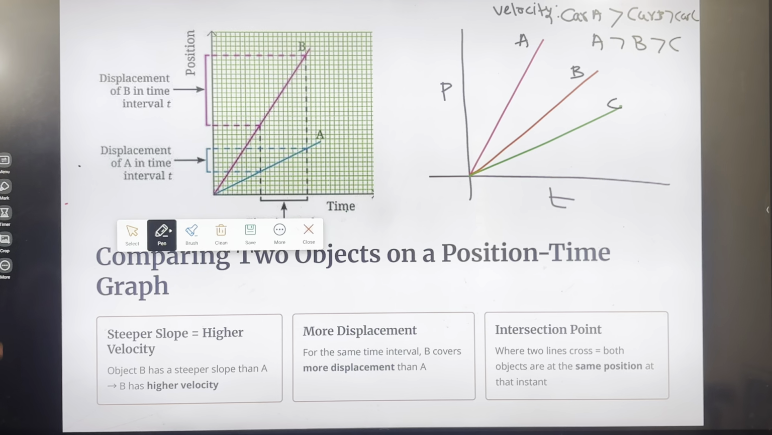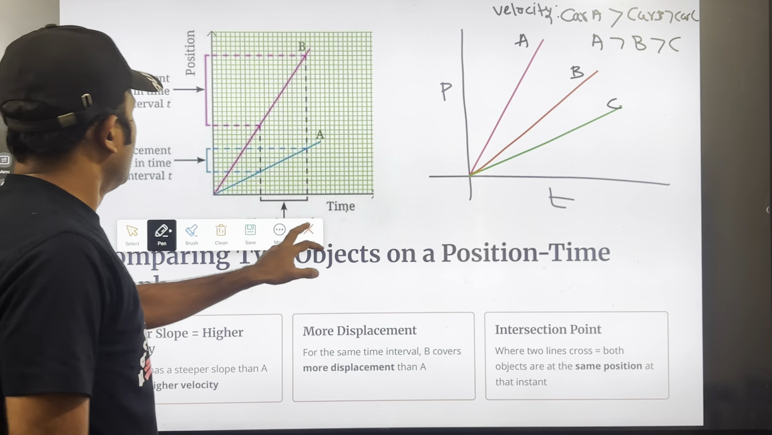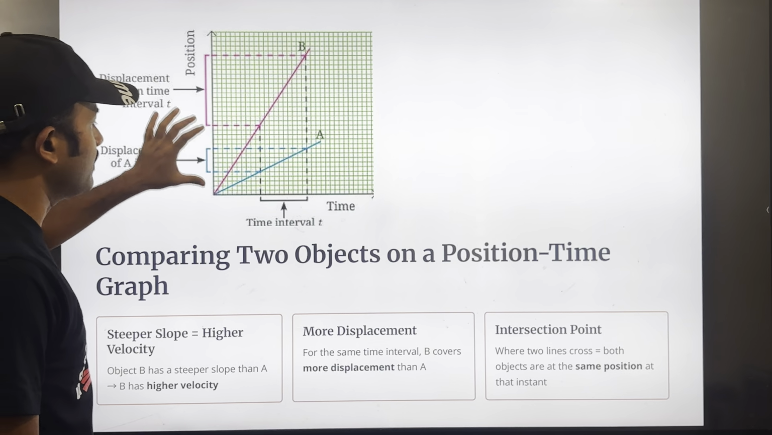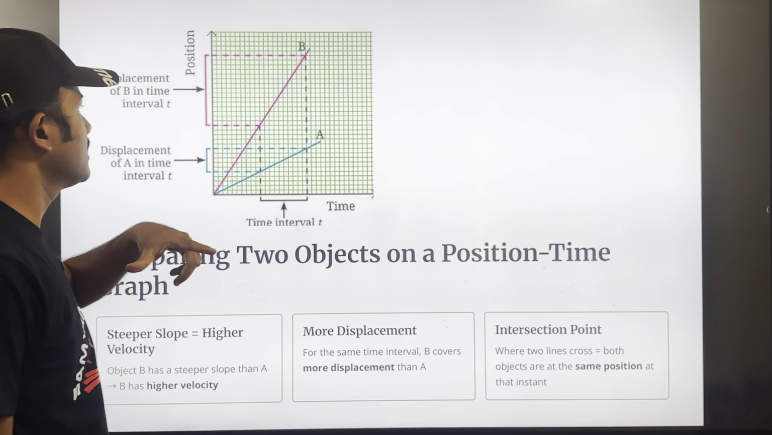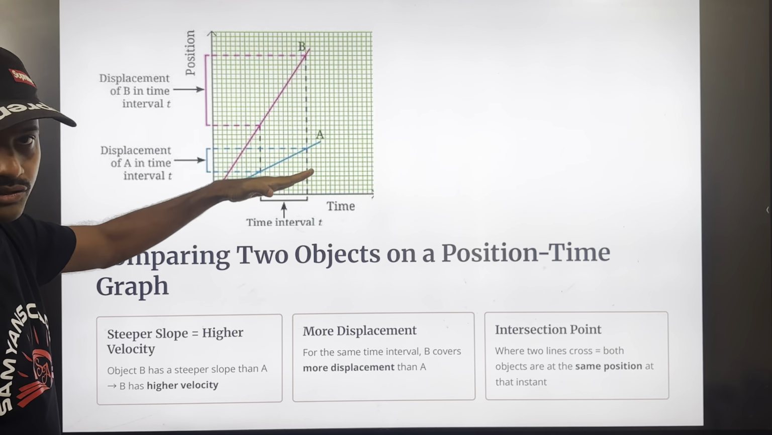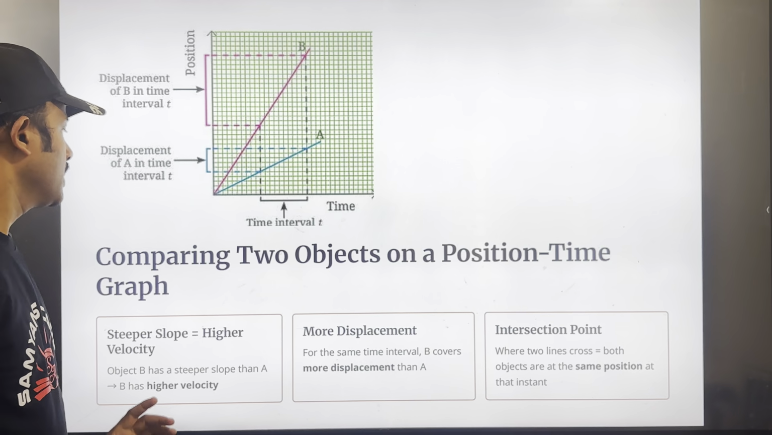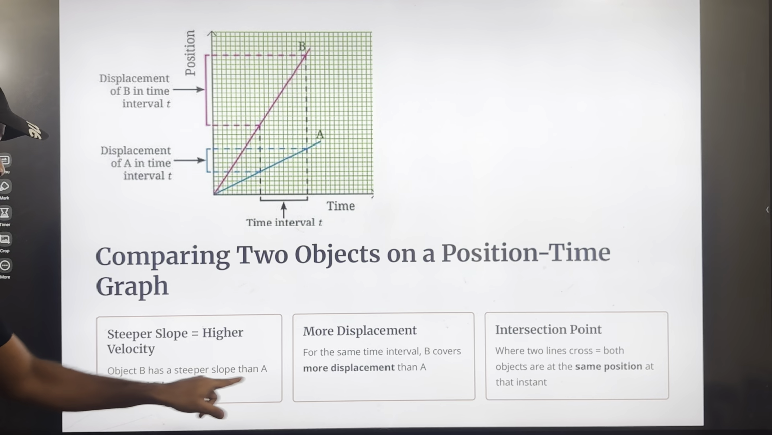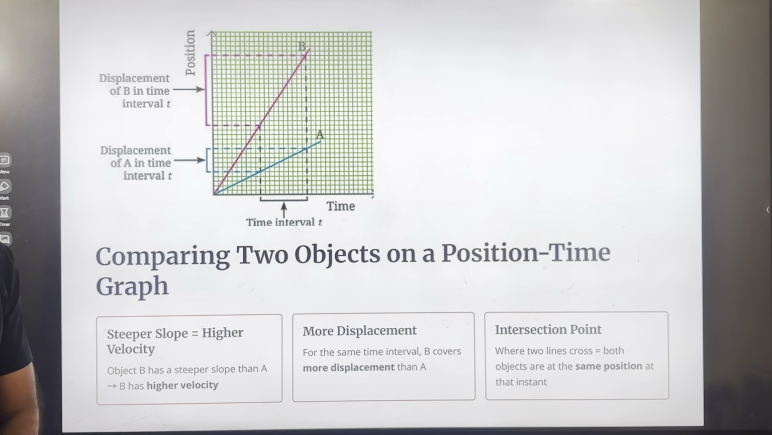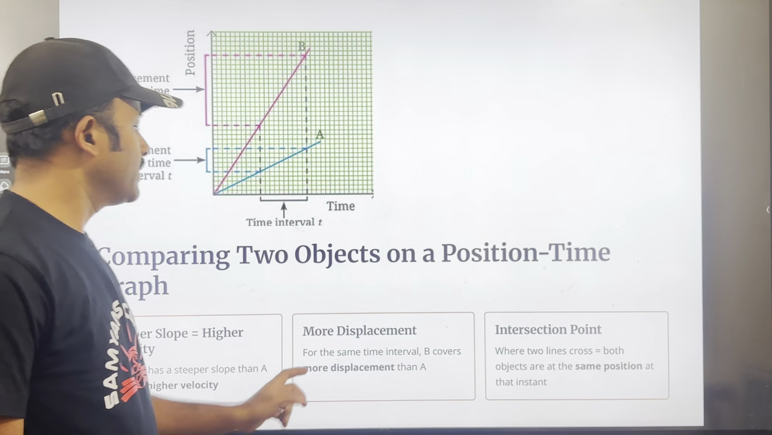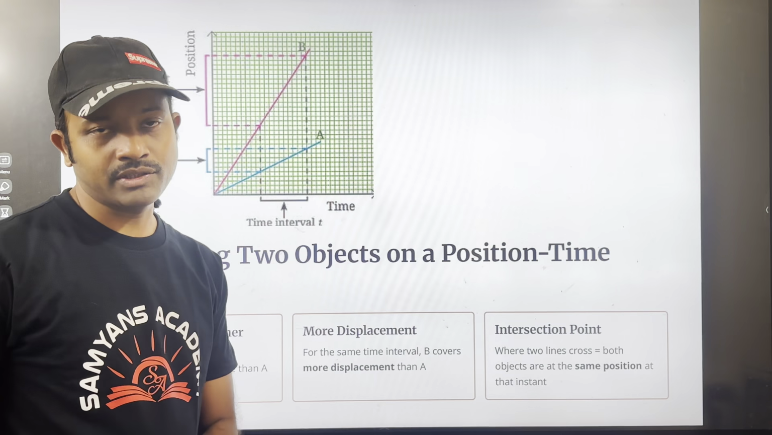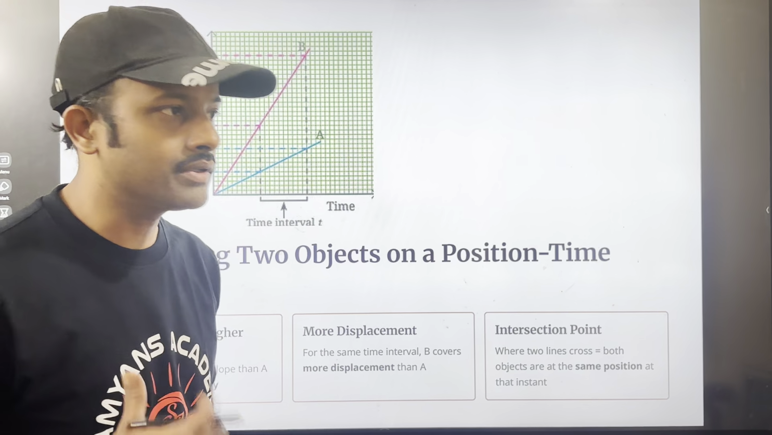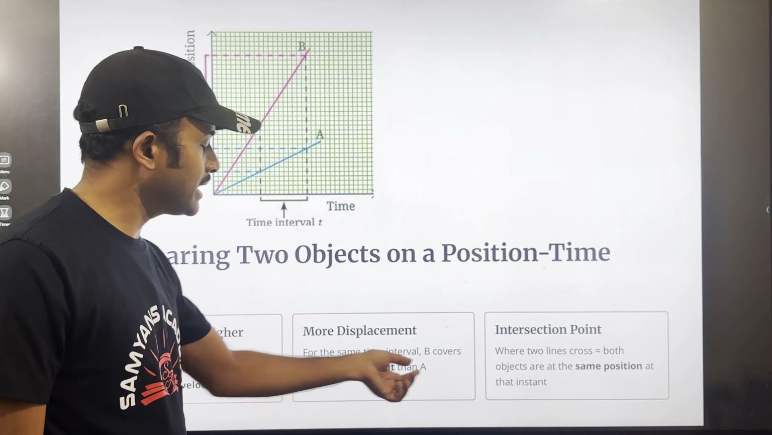So in this way we can understand this. Now you see, they have taken displacement on the y-axis and time on the x-axis. A has less slope and B has more slope. Object B has a steeper slope than A, which means B has a higher velocity. For the same time interval, B covers more displacement than A. So car B is moving faster.